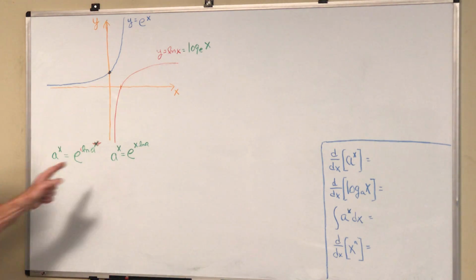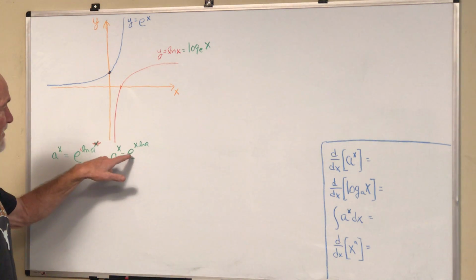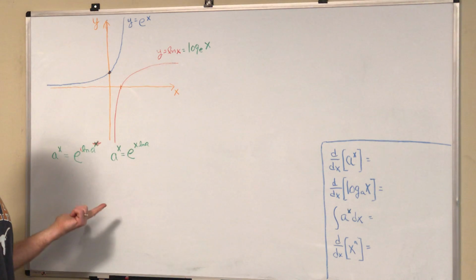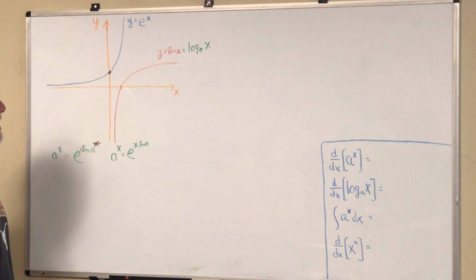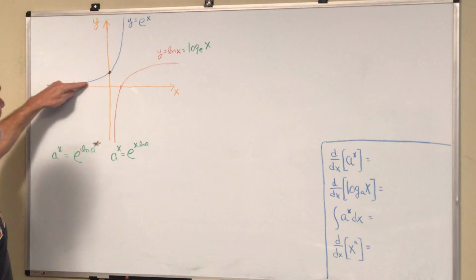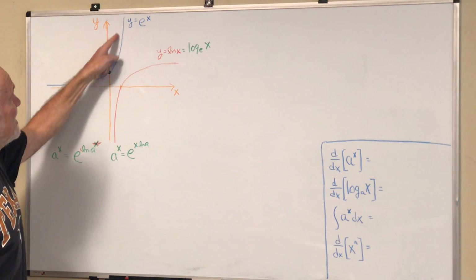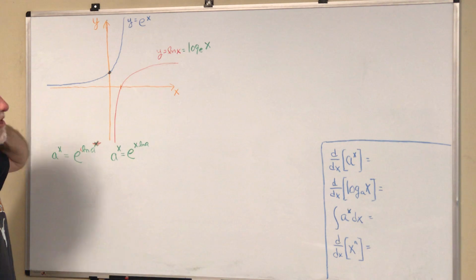So it's very close to e to the x. It's sort of like having e to the 2x or e to the 5x. It's just whatever the natural log of a happens to be, that's a number. So it's going to look very much like e to the x. It's just going to have a slightly steeper or less steep slope.